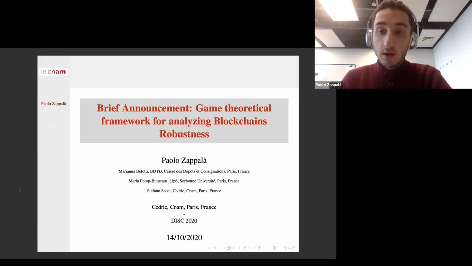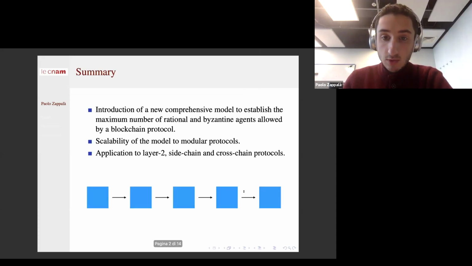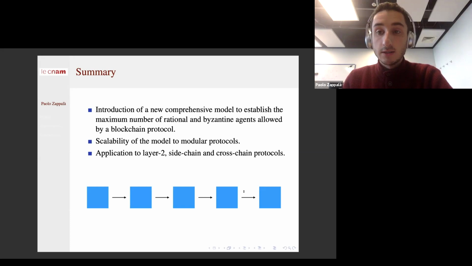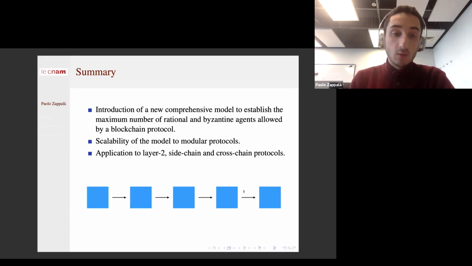We'll talk about game theoretical frameworks for the analysis of the robustness of blockchains. Specifically, we introduce a new model to understand the limits and boundaries of the number of deviating agents allowed in a protocol. We provide the tools and a method to analyze protocols that are made of independent modules, and eventually we show some applications.